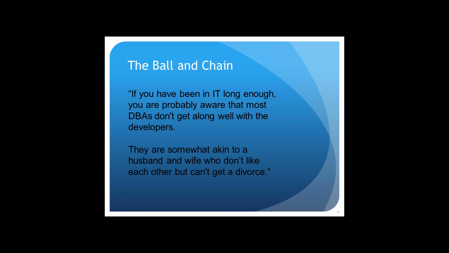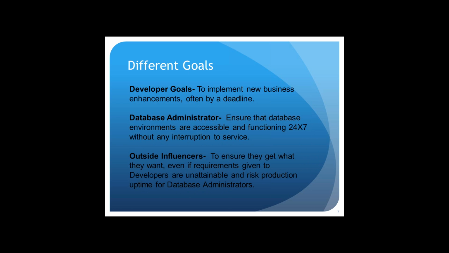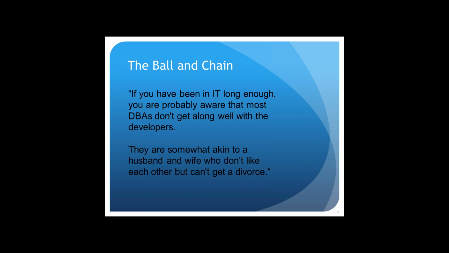So here's the ball and chain. I kind of like this comment that I found when I was looking through articles on this subject. In the end, they are somewhat akin to a husband and wife who don't like each other but can't get a divorce. We're in it together. There's no separating the valuables and the children and the pets, and taking the assets and going our own way. I think as a DBA, you are in this world, and you need to do the right thing. We all have to share and play nice together. We're all in the same sandbox.